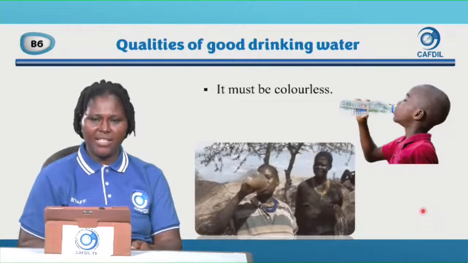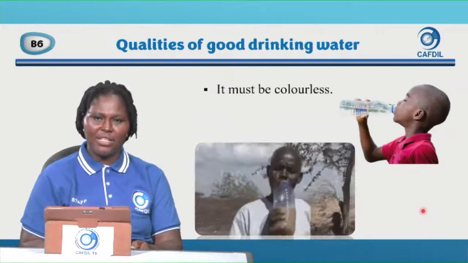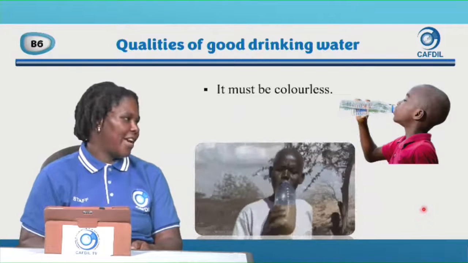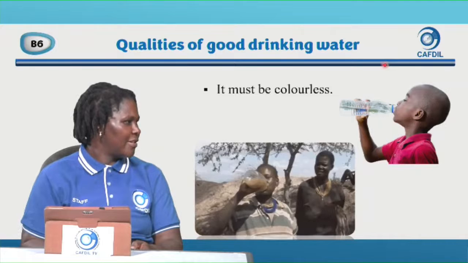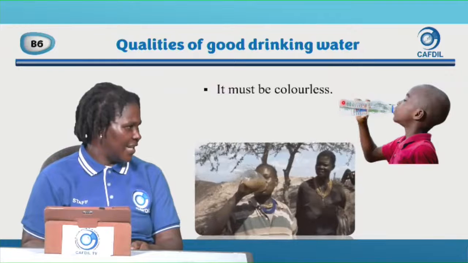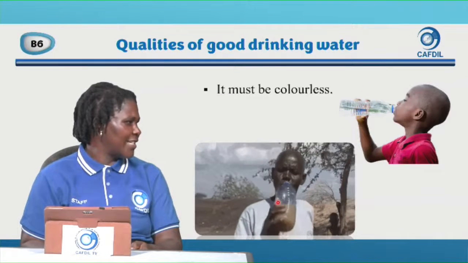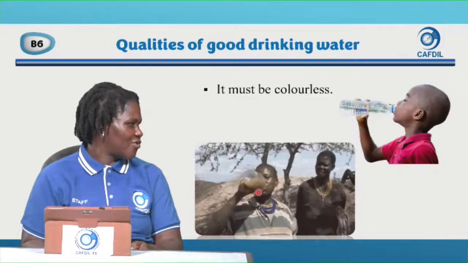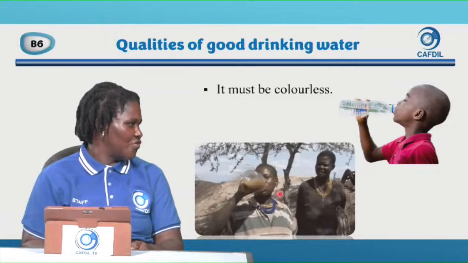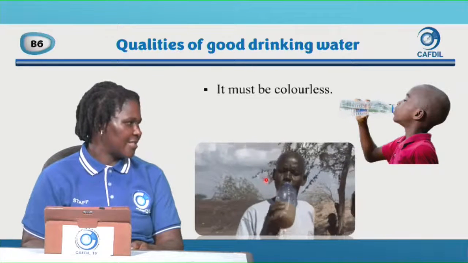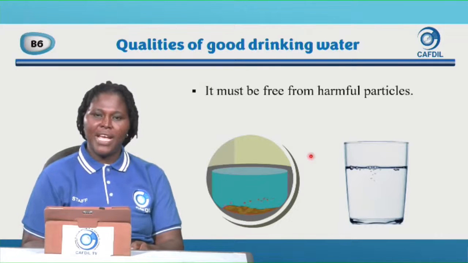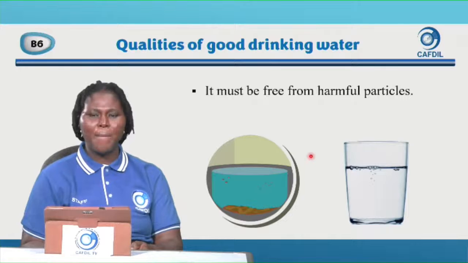Now the third one, it must be colorless. The water that we drink shouldn't have any color. Look at the water that the boy is drinking. It's clean and it is colorless. And let us look at the water that the woman is drinking. This one has color. So the water that we drink should be colorless.